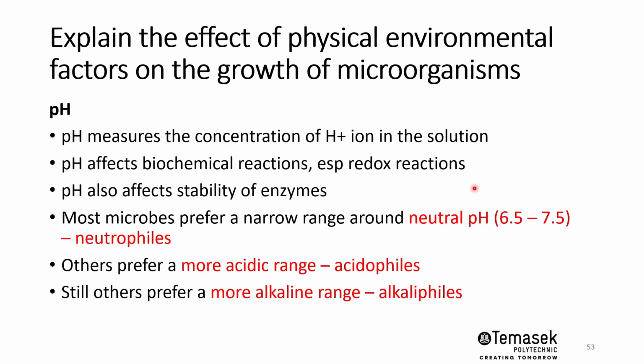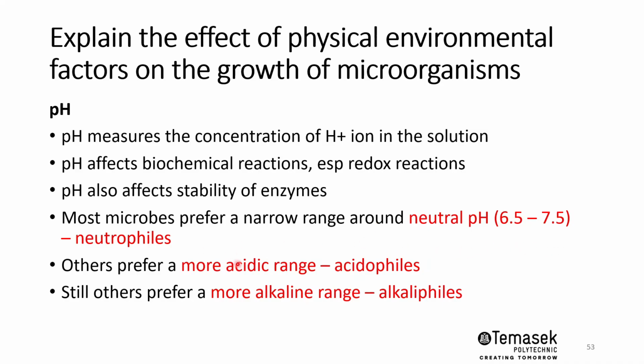pH affects enzyme activity, which in turn affects biochemical reactions. It also affects the stability of enzyme proteins, right? Because it's important for protein folding and its stability. In fact, most microbes will prefer a narrow range around neutral pH, 6.5 to 7.5. These are known as neutrophiles. Usually around this range.